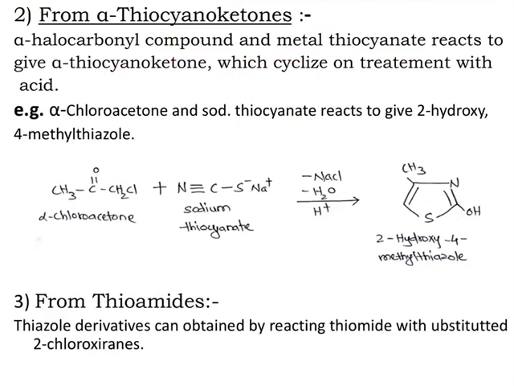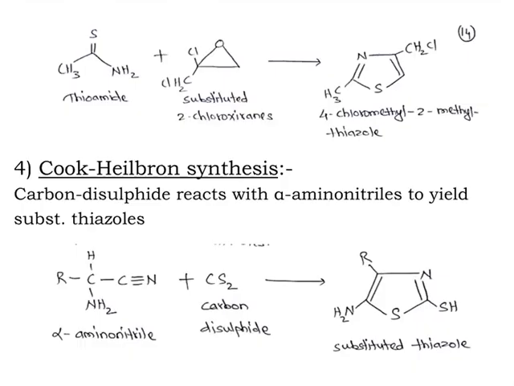One can synthesize thiazole from thioamides too. Thiazole derivatives can be obtained by reacting thioamide with substituted 2-chloroxiranes. Look at the reaction. Thioamide reacts with substituted 2-chloroxiranes to yield substituted thiazole, that is 4-chloromethyl 2-methyl thiazole.